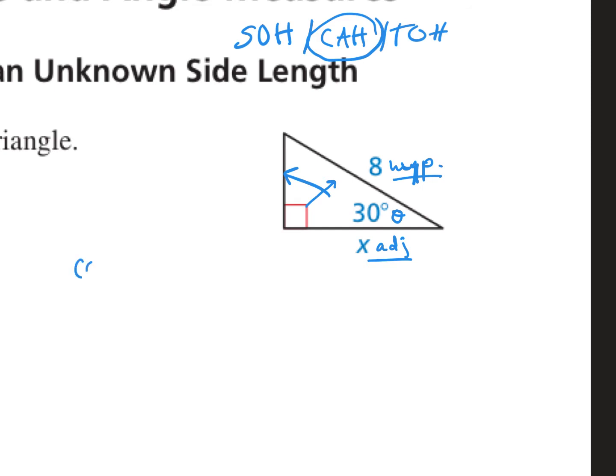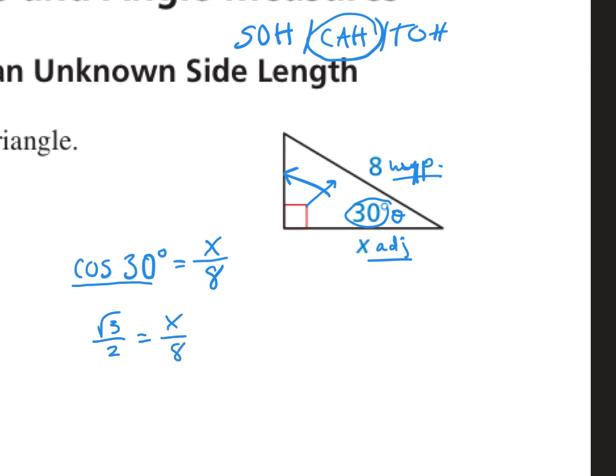So we know that the cosine of theta, which here tells us that our theta is 30 degrees, so cosine of 30 degrees is equal to adjacent over hypotenuse, so x over 8. We refer back to the table on the last slide to see what the cosine of 30 is. Cosine of 30 degrees is square root 3 over 2. So square root 3 over 2 is equal to x over 8.